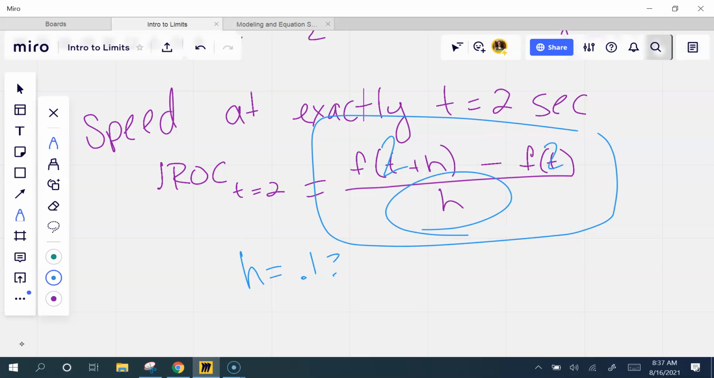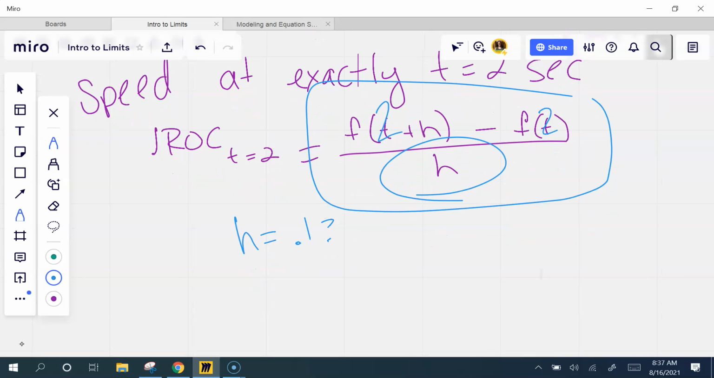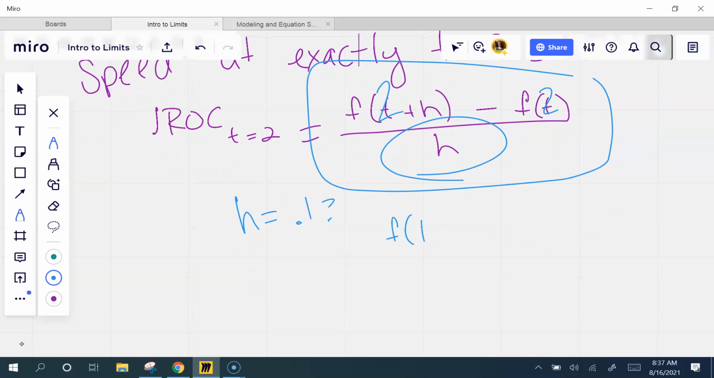So 2 plus h, if h is 0.1, so you're doing f of 2.1 minus f of 2, over 0.1. No, f of 2.1. Where's your formula? Remember, we're still with that original equation, 16t squared, because the rock is falling. Are y'all with me?